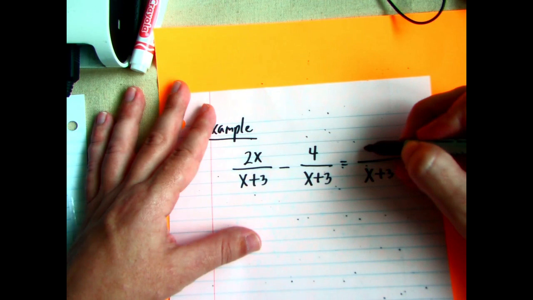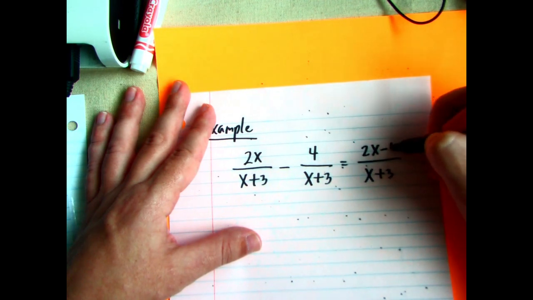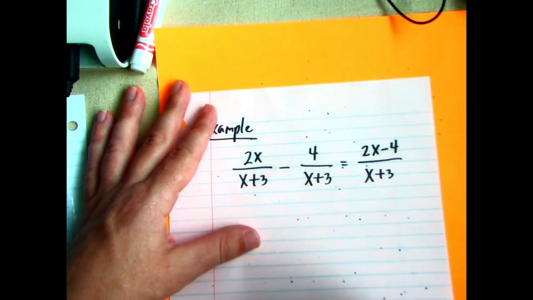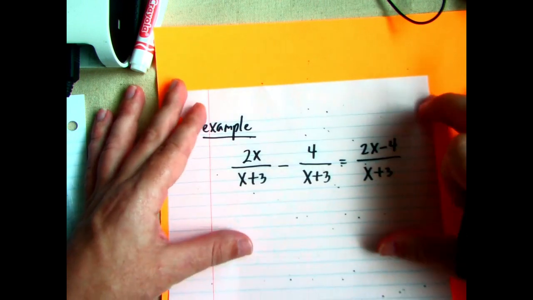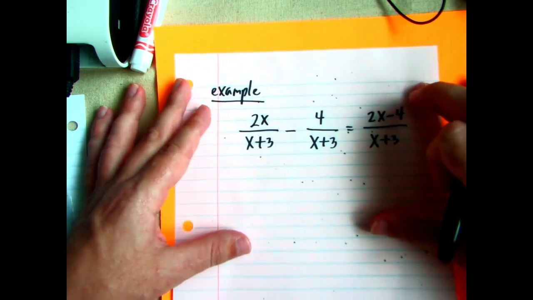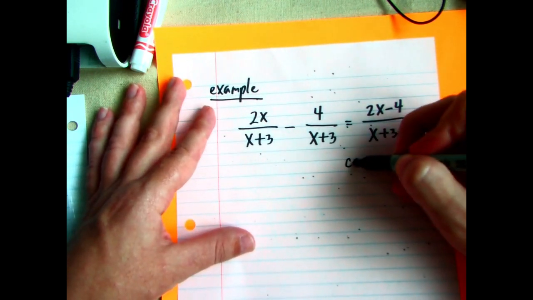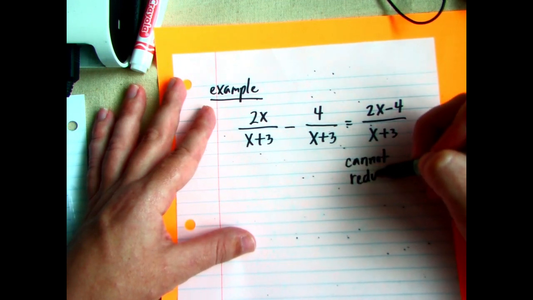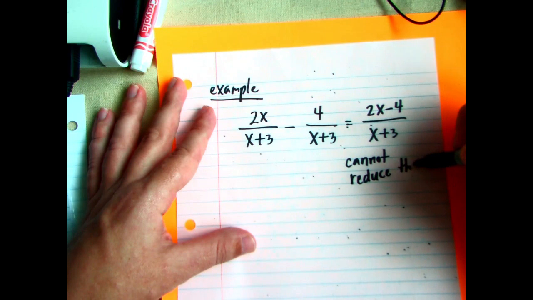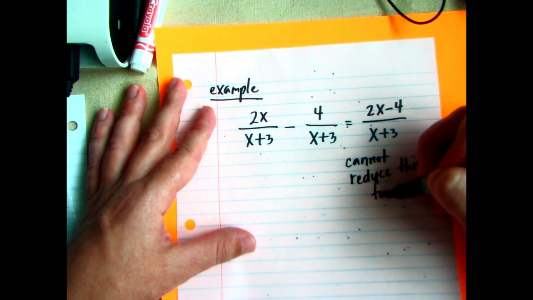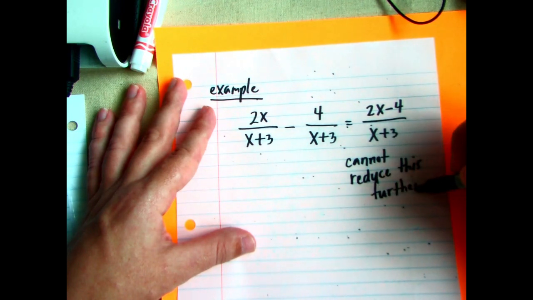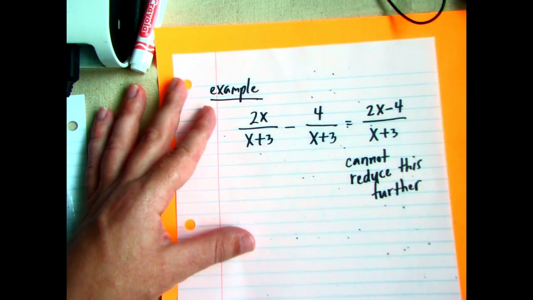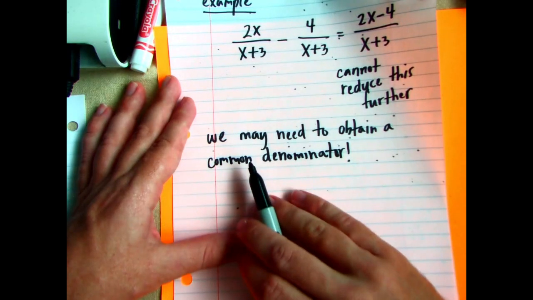So like before, you want to be aware of common terms, like terms. 2x minus 4, we can't really do anything with, so we just have to leave it as 2x minus 4. Those like term rules still apply. In this answer, we can't reduce any further. So that would be one that we could circle as our final answer.